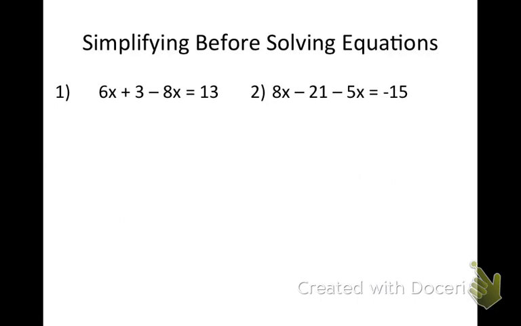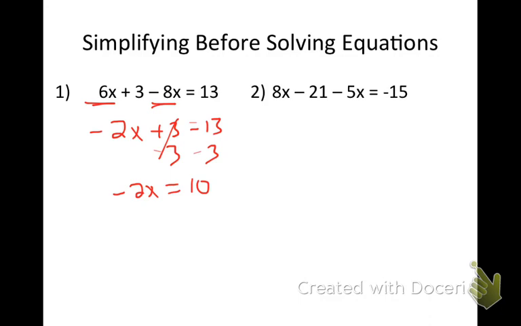So let's look at number 1 here. I have 6x plus 3 minus 8x equals 13. What do you notice about my x's? Are they on the same side here? And when they're on the same side, can I combine them? When I combine them, do I take the sign in front of or the sign behind? In front of. So I have positive 6x minus 8x, which gives me negative 2x plus 3 equals 13. Now I want to solve this. What would be my next step? Subtract the 3. So I get negative 2x equals 10. Next I divide by negative 2, and I get x equals negative 5.